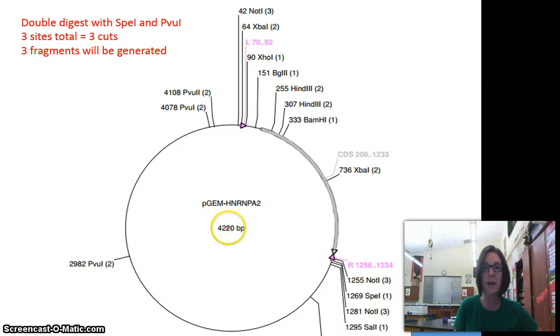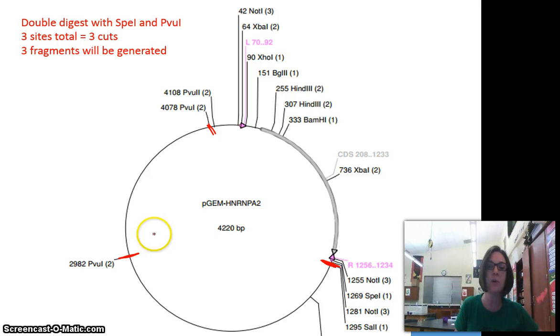And what they do is they cut at all their spots. So if we did a double digest with SpeI and PvuI, if we look at all the spots, SpeI only had one restriction site, down here at 1269. PvuI has 2 sites. There's one here at 2,982 bases and one here at 4,078 bases. Since we have 3 restriction sites, we're going to make 3 cuts. That means we're going to make 3 fragments: one between the 2 PvuI sites, one between the second PvuI site and the SpeI site, and one between the SpeI site and the first PvuI site.